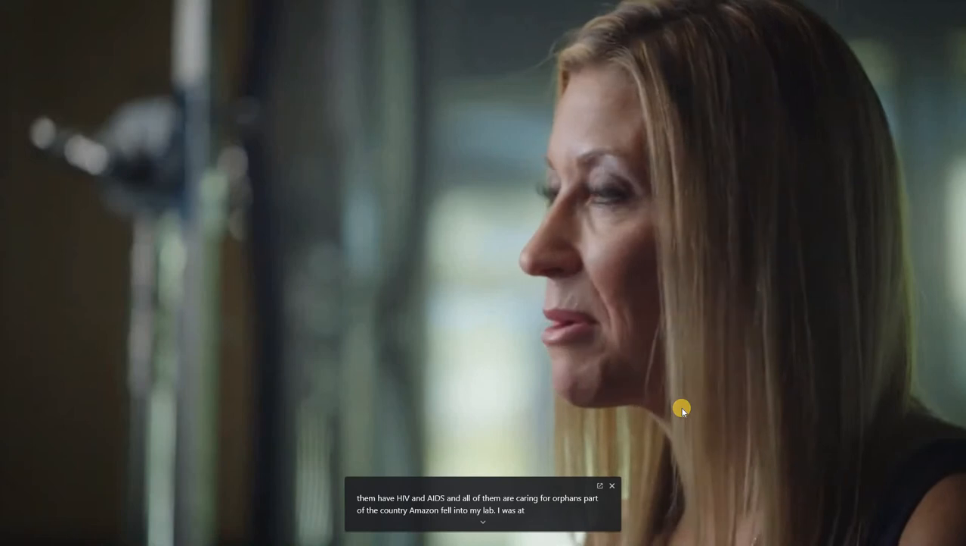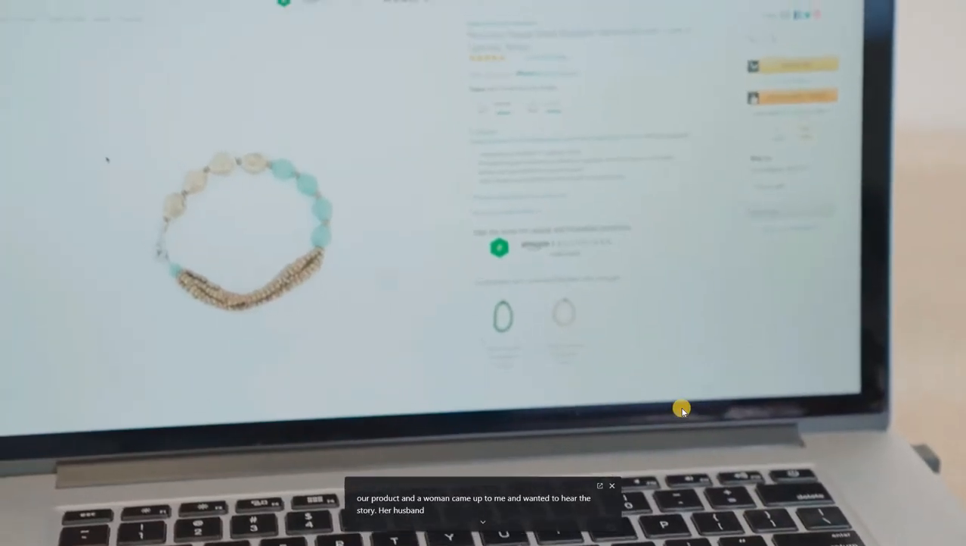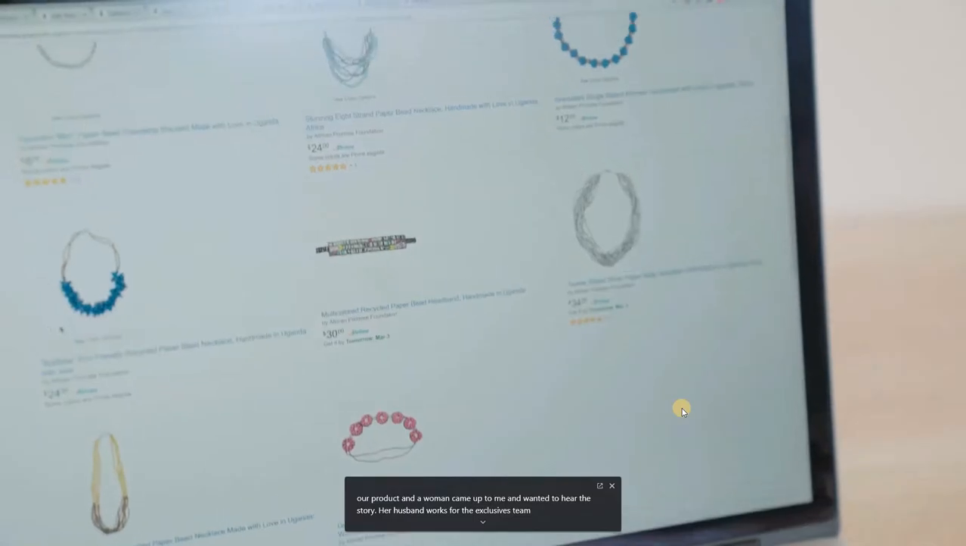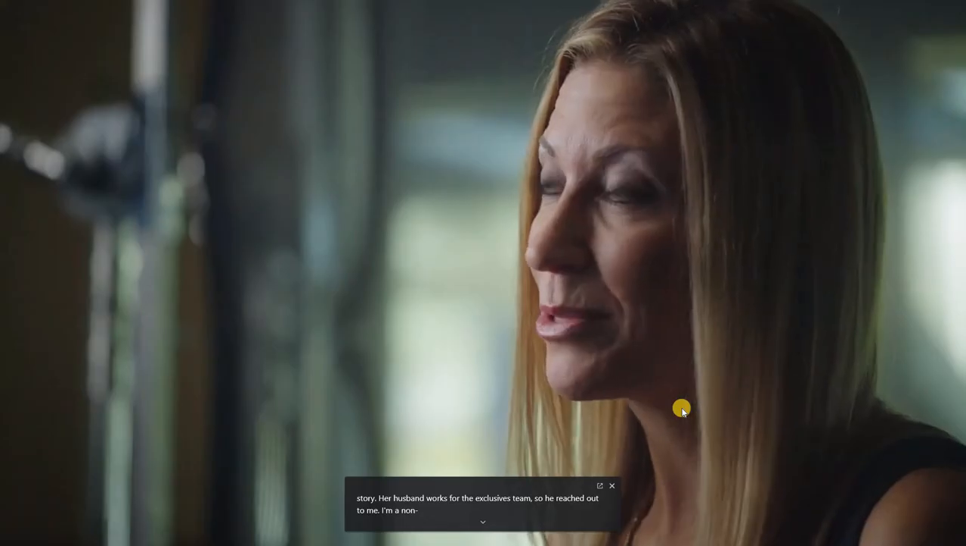Amazon fell into my lap. I was at a craft show selling our product, and a woman came up to me and wanted to hear the story. Her husband works for the exclusives team, so he reached out to me. I'm a nonprofit, but I'm also a social business. So if you have a way that you can do something that you love while helping others, it's a win-win situation.